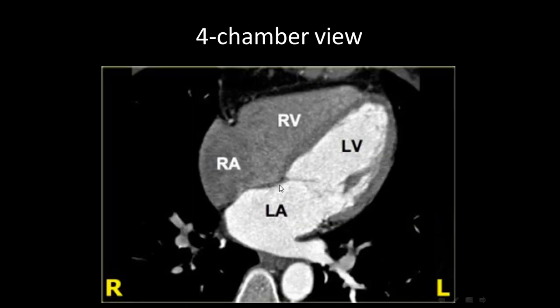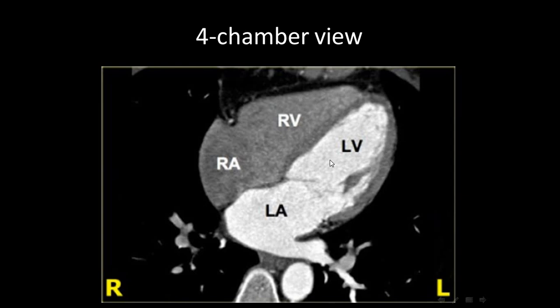This is a 4-chamber view. So here clearly we can see the 4 chambers: left atrium, left ventricle, right atrium, right ventricle. And if you notice, the left atrium is not totally on the left, right? It's the most posterior chamber, and the right ventricle is not on the right. It's anterior and it's almost at the center.